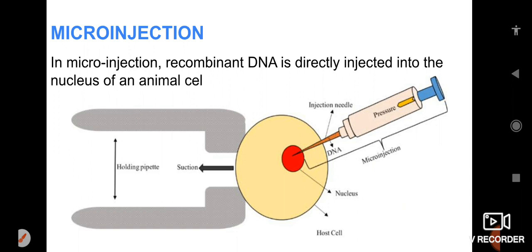There is another method which we call microinjection. In microinjection, the recombinant DNA is directly injected into the nucleus of animal cells. So there is an injection wherein I have the recombinant DNA. I will push the recombinant DNA into the nucleus of the host cell.